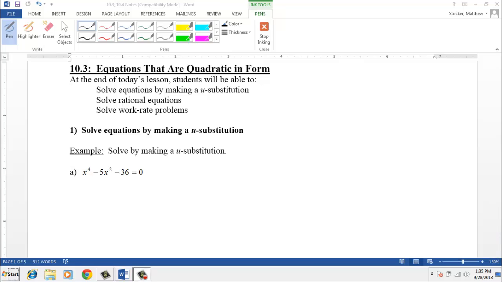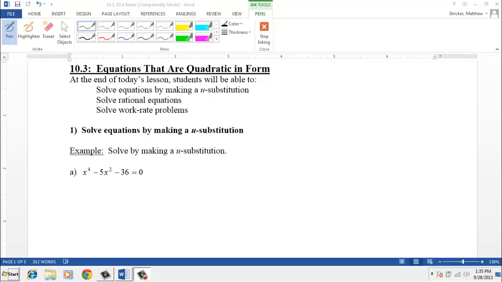This video covers section 10.3 in your textbook, and we're going to be looking at two main concepts. The first of which is solving equations that are in quadratic form even though they themselves are not quadratic equations. And we'll use a simple U substitution to do that. And then we'll solve shared work problems, which requires us to be able to solve rational equations, something that we already know how to do.